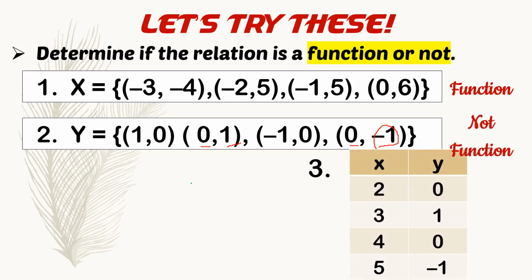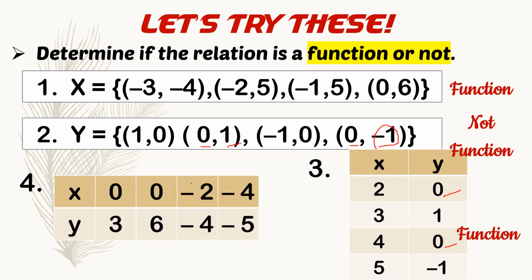Let's have number 3, this time a table. Again, look at your x values. Although your y values here are being used twice, being paired to 2 and to 4, it doesn't matter since it is a y value, so it is still a function. All you have to do is look at the x value. Number 4: here again, 0 is being paired to 3 and 6. So this time, it is also not a function.